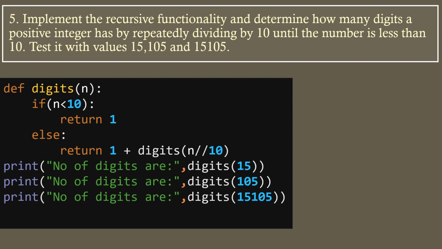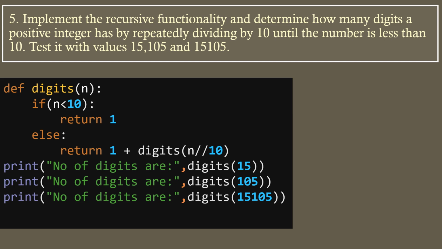You can see we have defined a function over here, digits, which has one parameter n, a positive integer. Your base case is: if n is less than 10, that means n is a single digit value, then it has to return 1. Otherwise it has to return 1 plus digits of n floor division 10. That means every time the recursive call is made with the value n floor division 10.